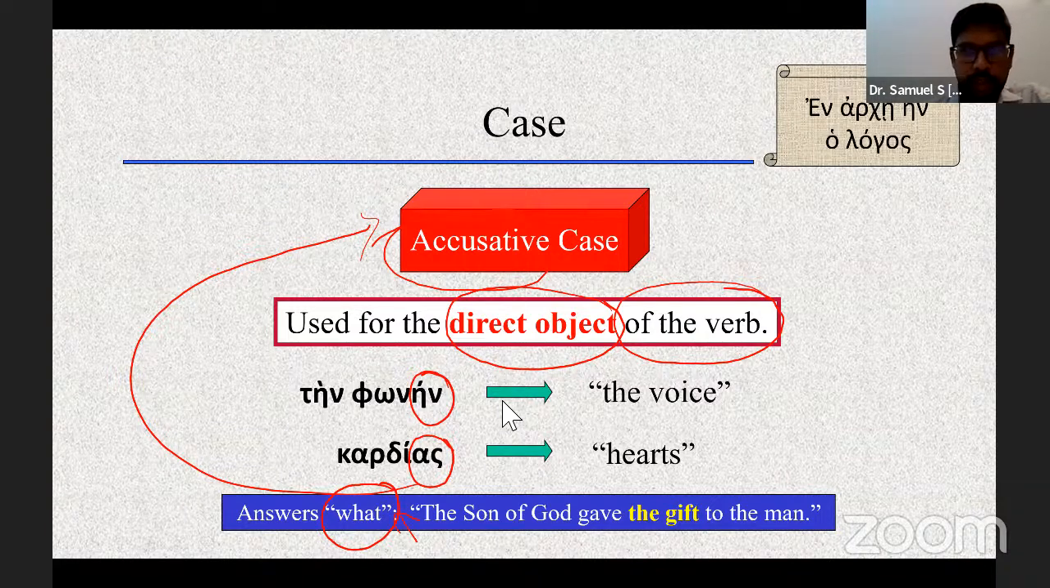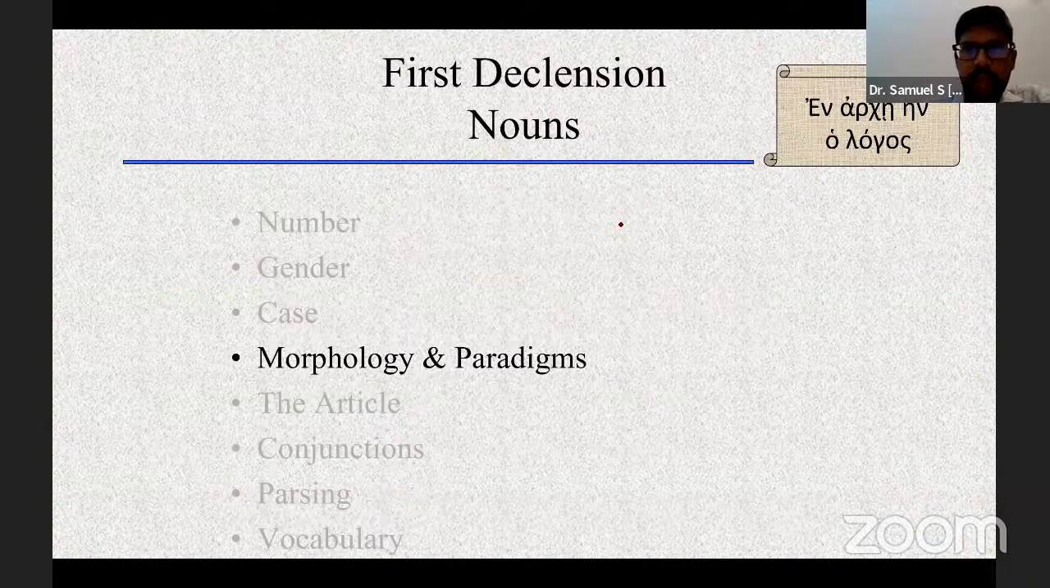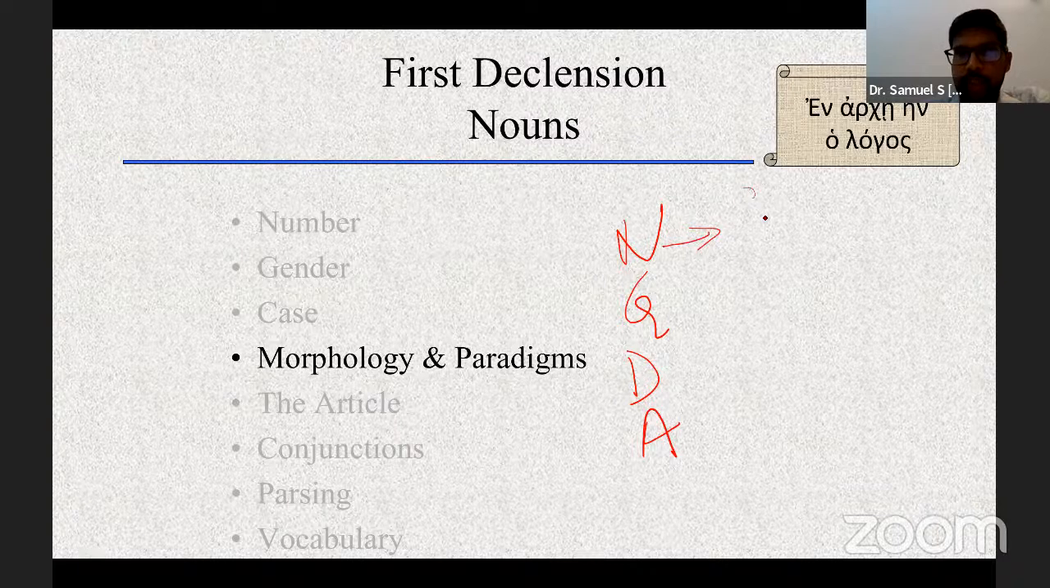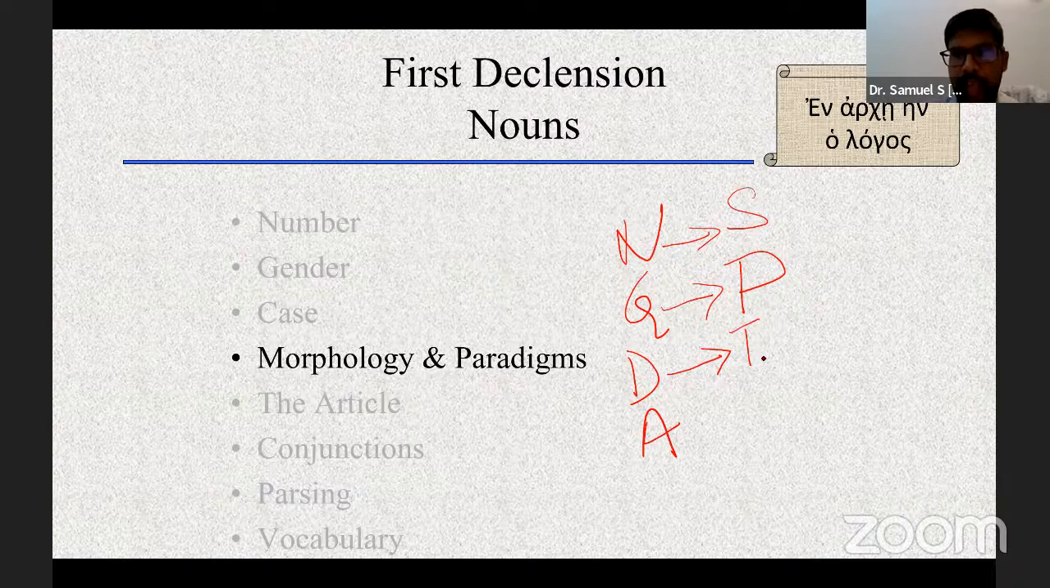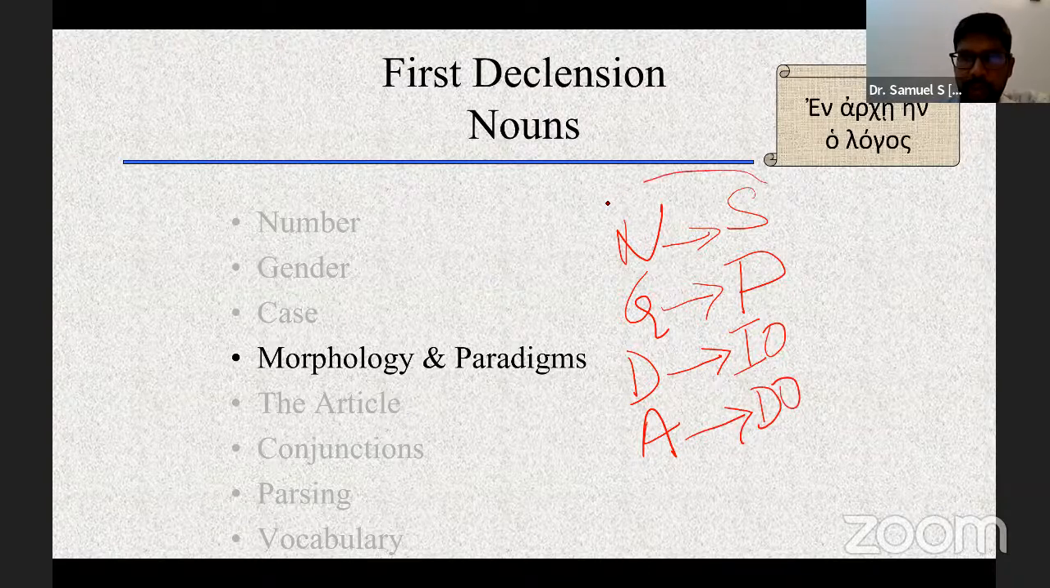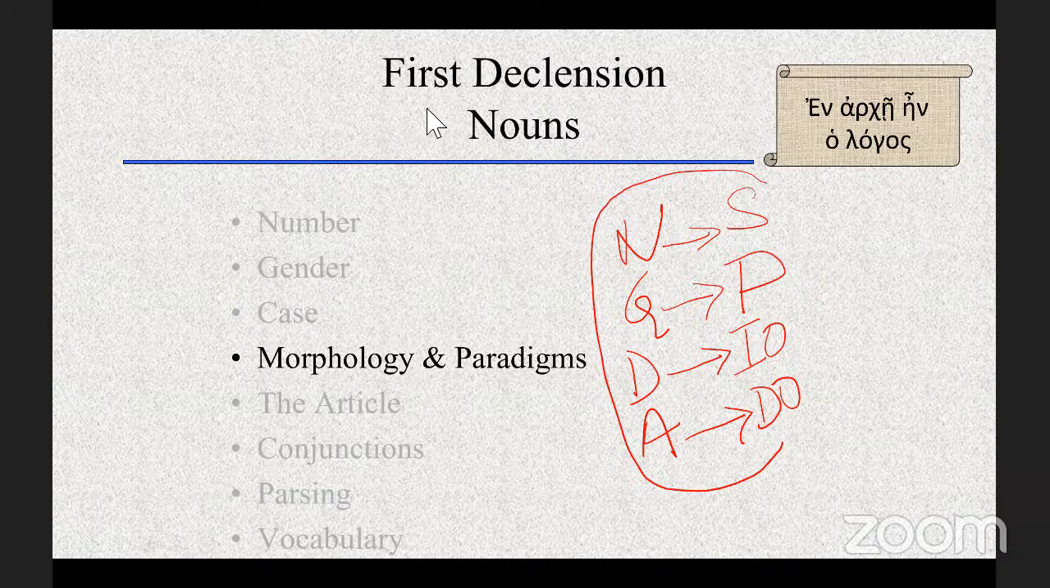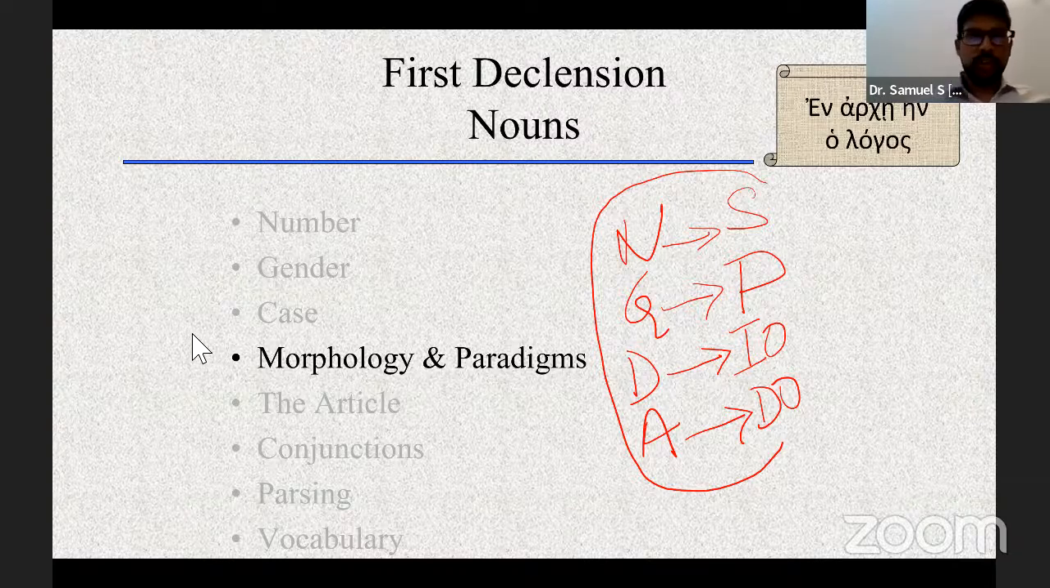Okay, accusative case. So four cases: nominative, genitive, dative, accusative. Nominative communicates subject, genitive communicates possession, dative communicates indirect object, accusative communicates direct object. Four cases. Okay. Please give me one moment. Okay, so those are the four cases.